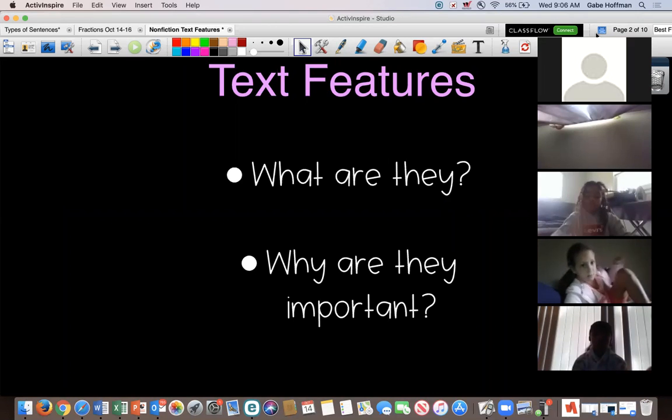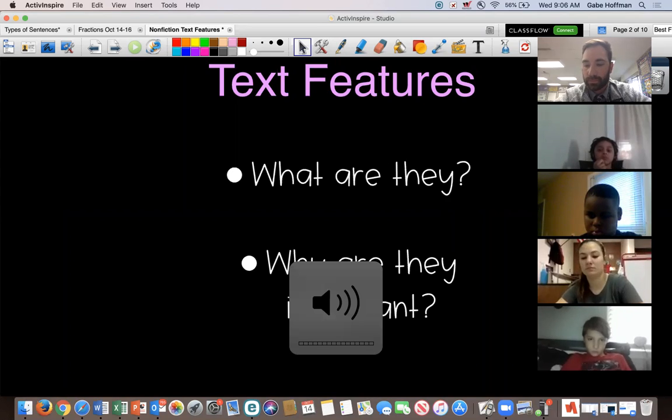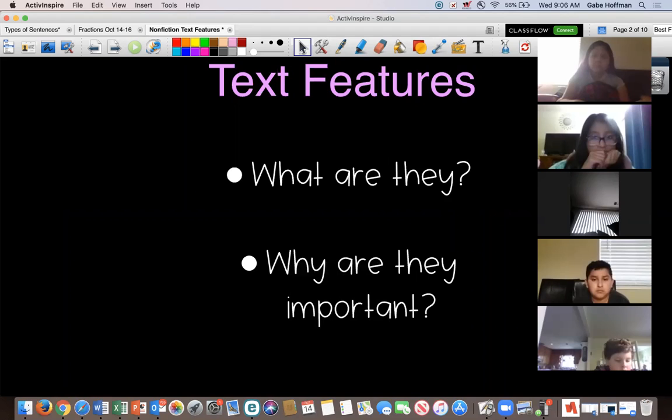Ania? Text features are like details from the text, and like the characters' features, like how they act or their actions. So you were describing features of characters in a fiction text, which is accurate. Well, text features are something a little bit different though when we're talking about nonfiction.